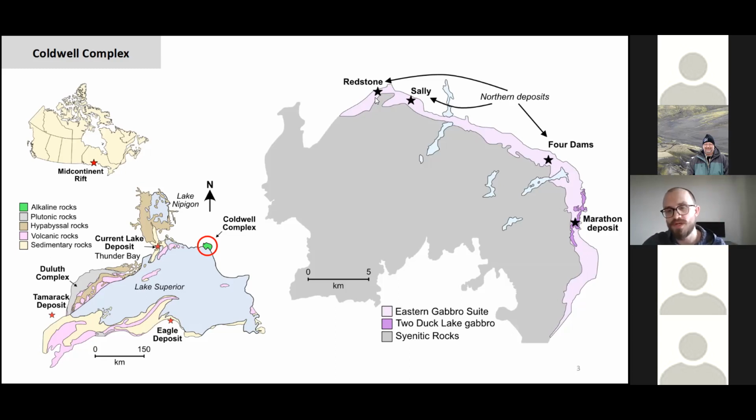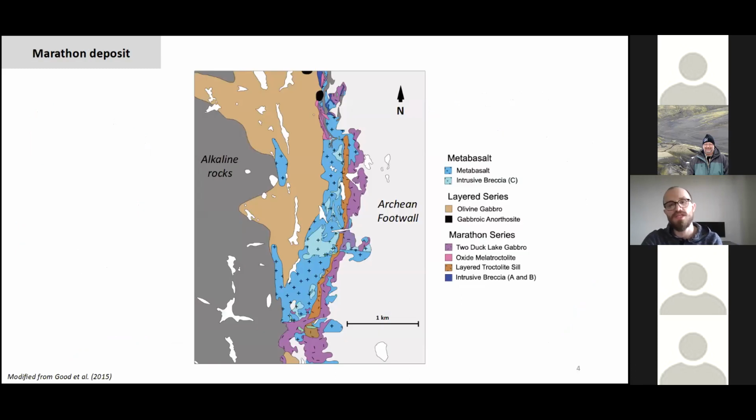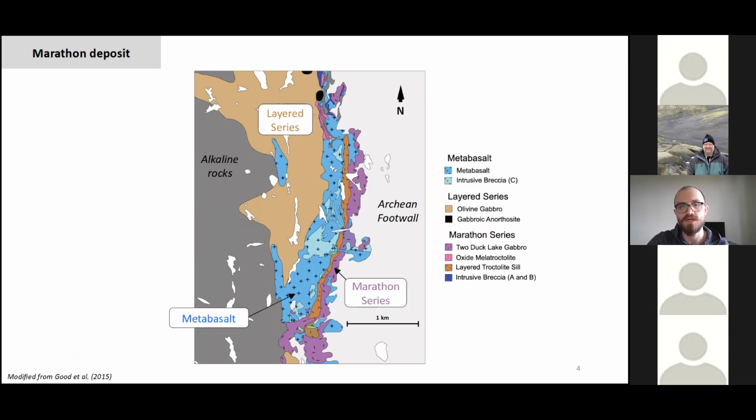We've arbitrarily grouped these into two groupings. The first simply comprises the Marathon deposit, and the other grouping we term the northern deposits, which is basically every mineralized zone that occurs north of Marathon. The eastern gabbro itself comprises three main rock series, and from oldest to youngest, these are the metabasalt, the layered series, and the Marathon series.